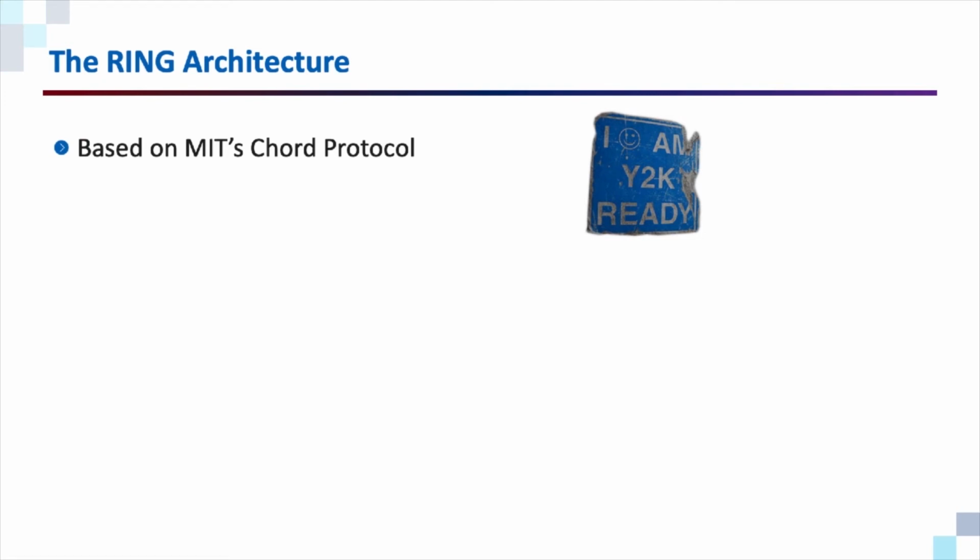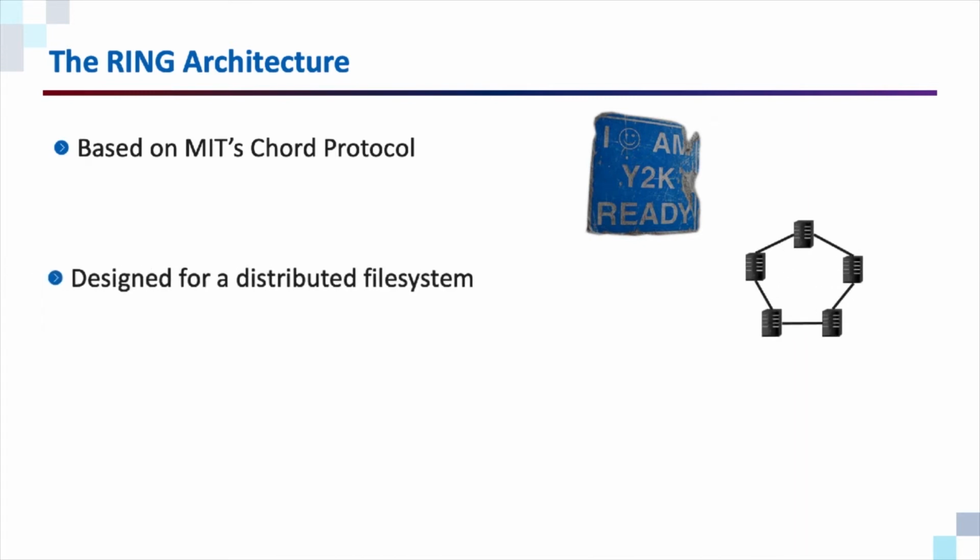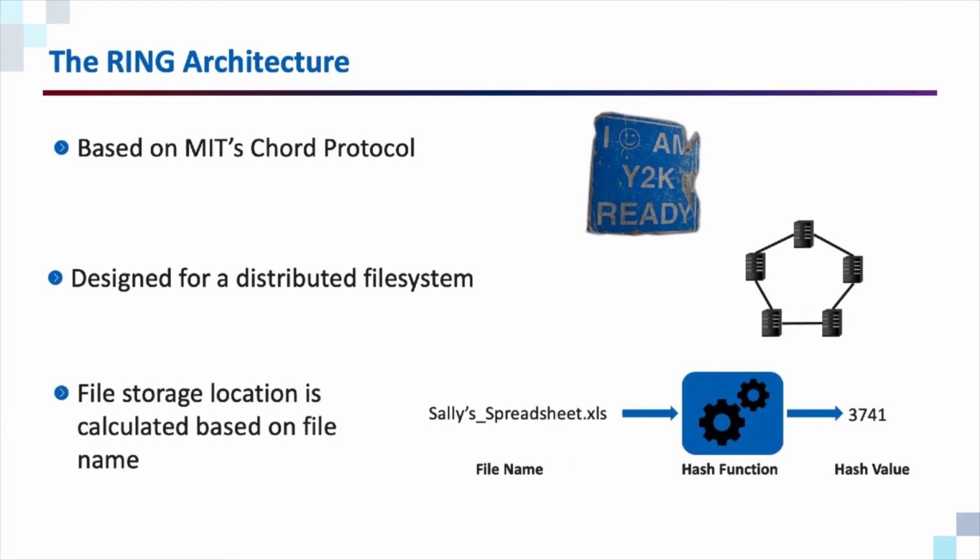So, in review, the ring architecture is based on MIT's Chord protocol. It was designed for a distributed file system, and file storage location is calculated based on the file name.